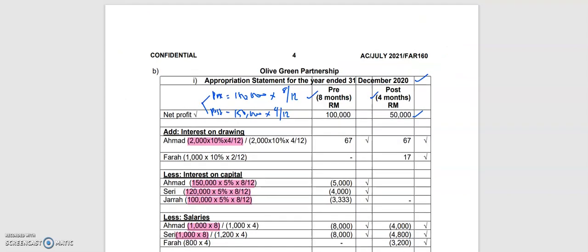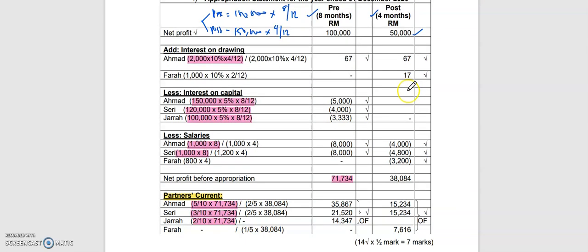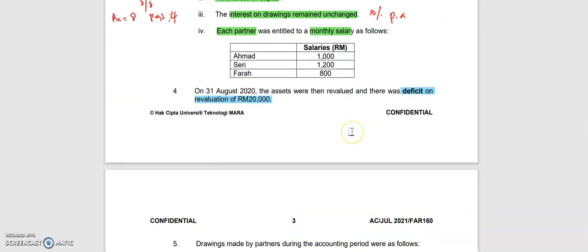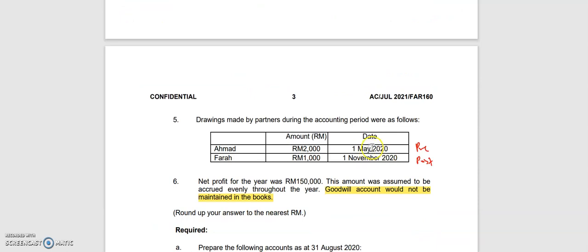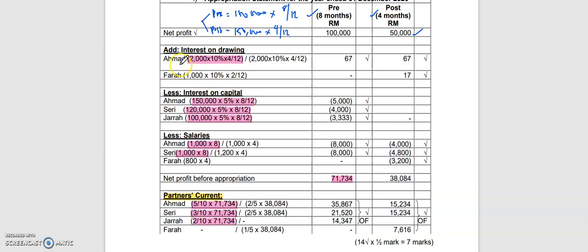So when you prepare the appropriation statement during post period, take note that there are some adjustments needed. Okay, so we start with the interest on drawing. Since Ahmad made drawing starting from May, he made drawing from May. So we still continue to charge interest on him during the post period. So as you can see, for Ahmad, he will be charged interest on drawing during pre and post, because during post, the agreement mentioned there's still interest on drawing.